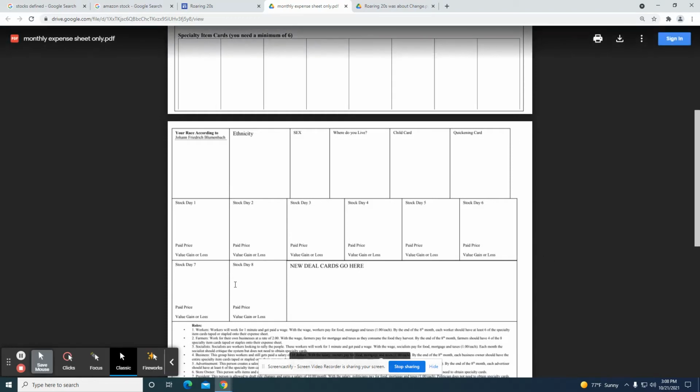Anyway, hopefully that gives you some idea of how stocks work, and that's how this particular sheet's filled out.